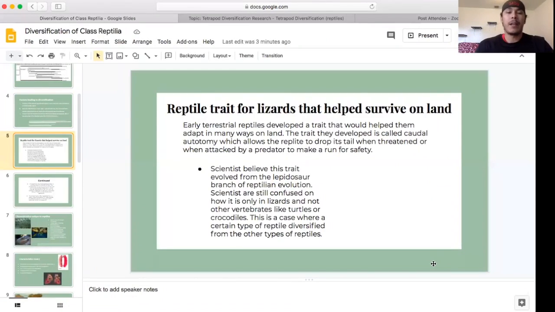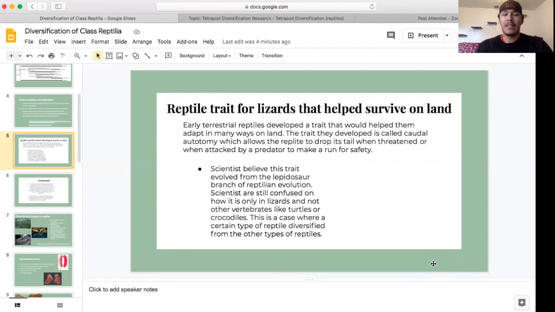Hello everyone, so I'm going to be explaining a certain type of trait that developed in lizards to help them survive on land. Early terrestrial reptiles developed a trait that would help them adapt in many ways on land. This trait is called caudal autotomy, which allows the reptile to drop its tail when threatened or attacked by a predator to make a run for it.